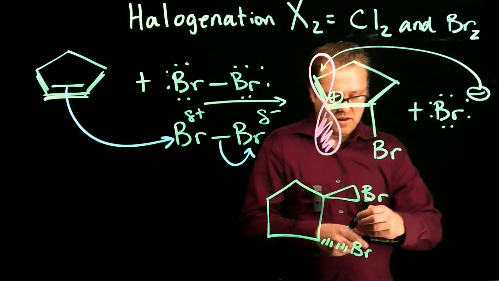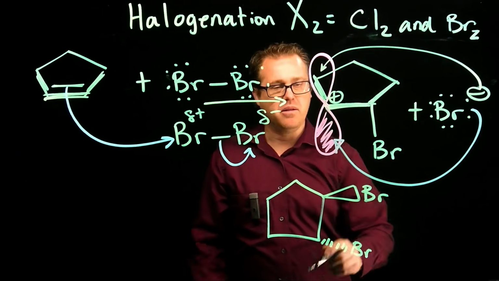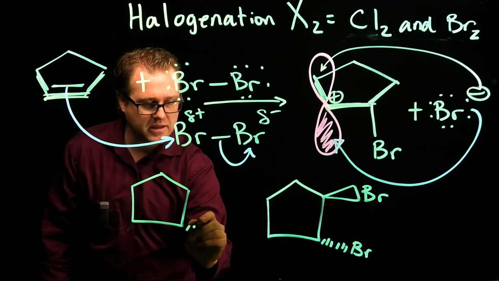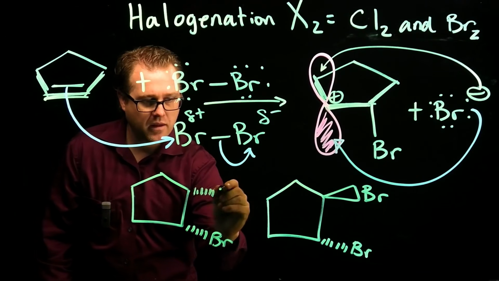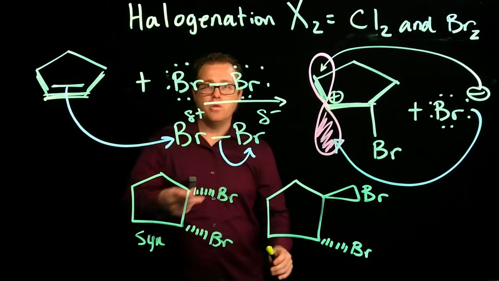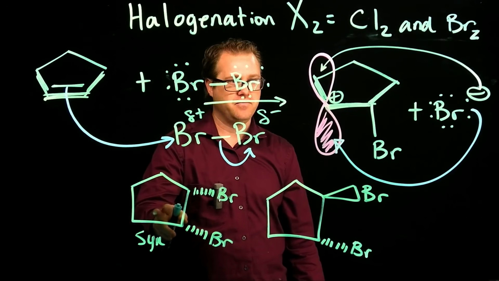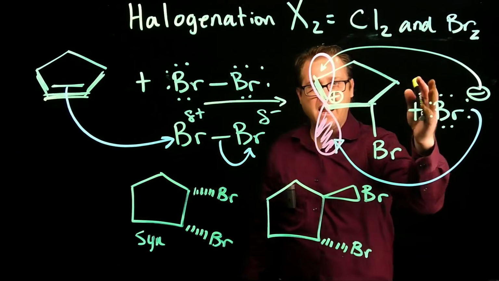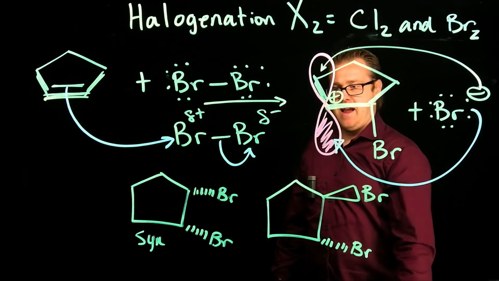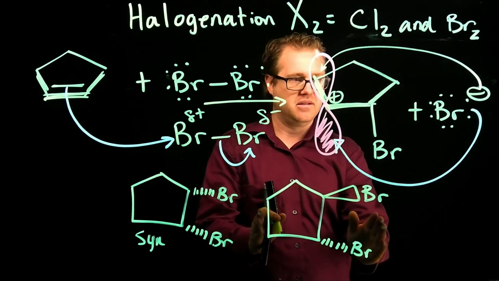But you have an equal probability that it can come in from the bottom. And if it came in from the bottom, then you would have something that looks like this. That is syn addition. And I just told you a few moments ago that syn addition does not occur. But the mechanism says, hey, it's a 50-50 chance. You should get half of it in a syn addition and then the other half in anti-addition. But we only see anti.